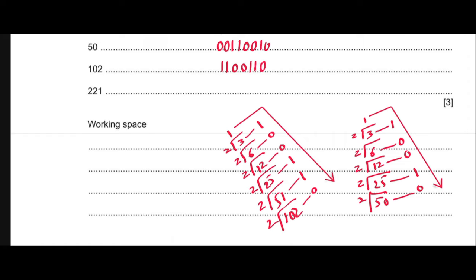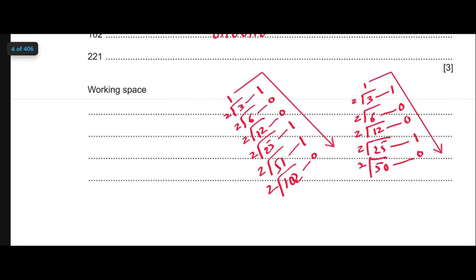1100110. Let's count the bits: 3, 4, 5, 6, 7. We need to make it 8-bit, so we add a 0. Okay. Done. Now let's solve the last question, which is 221.